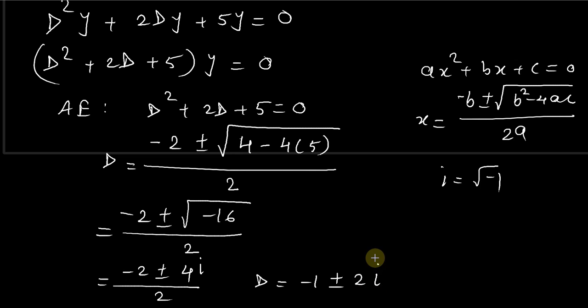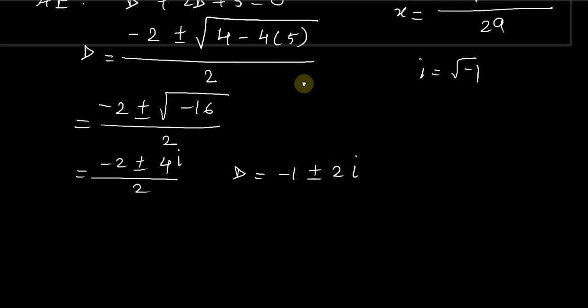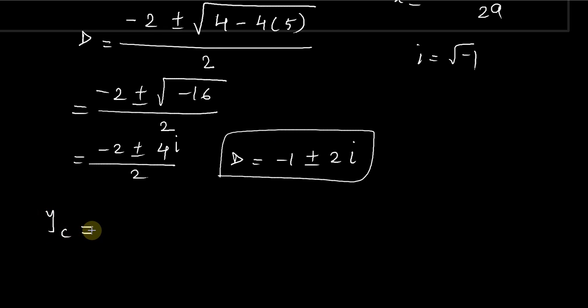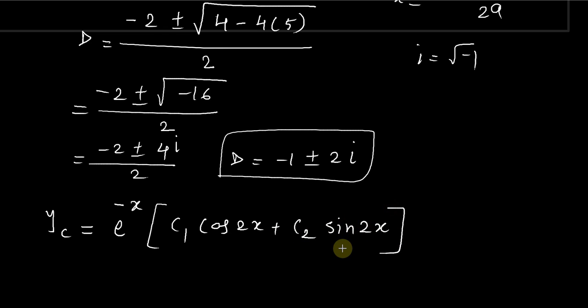As I said in the earlier video, whenever we get imaginary roots, we always get them in a pair. So for the two values of D, the CF or complementary function YC is written with the real part in the power of the exponential term and the imaginary part in the angle of cos and sin. That is e raised to minus x into C1 cos 2x plus C2 sin 2x when the roots are imaginary. Let's see one more example.